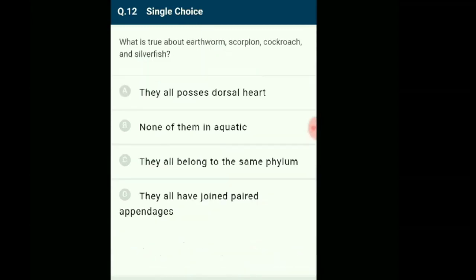Question number 12. What is true about earthworm, scorpion, cockroach and silverfish? Earthworm belongs to the phylum Annelida; scorpion, silverfish and cockroach belong to the phylum Arthropoda. All have a dorsal heart. So the answer is option A. They all possess a dorsal heart.